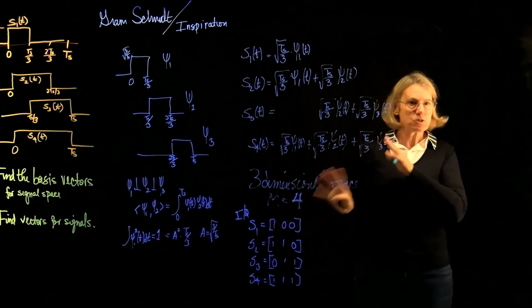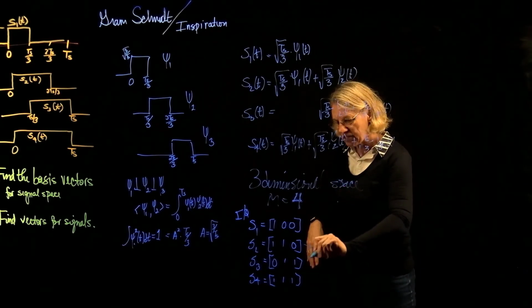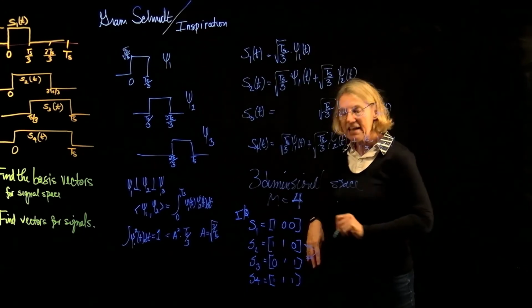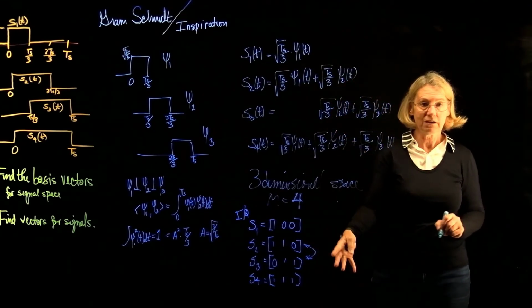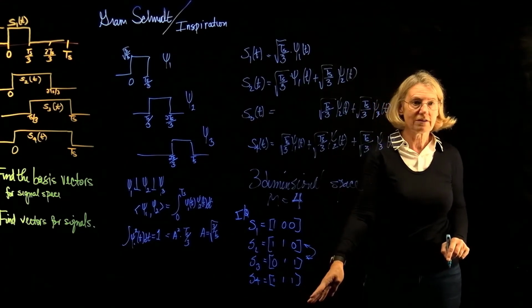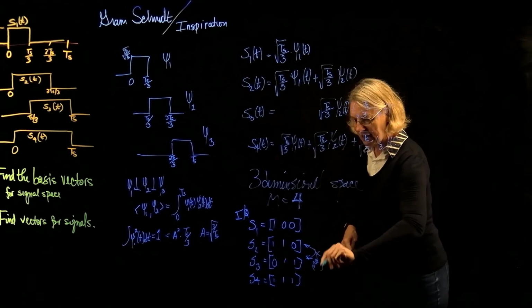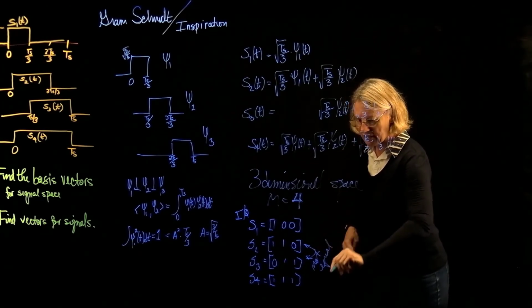A couple of observations before we go on. We can see, first of all, that these two vectors have the same length, so they have the same energy, but it's a different energy from the first one and from the fourth one. So these are not equal energy.